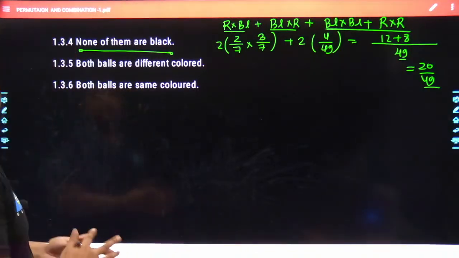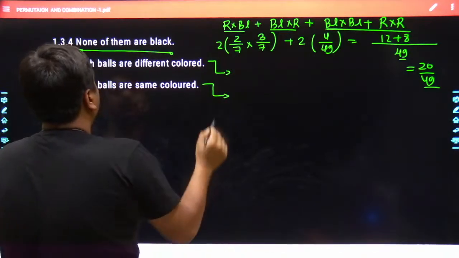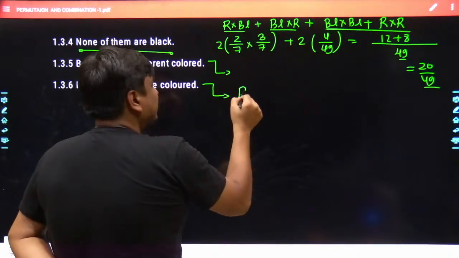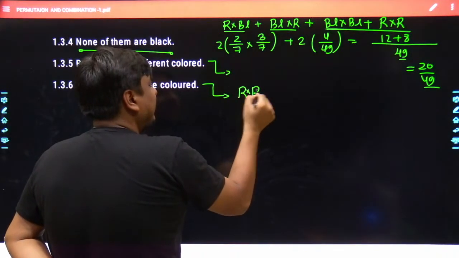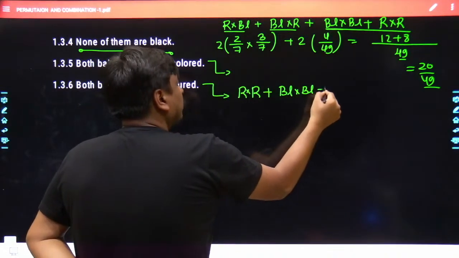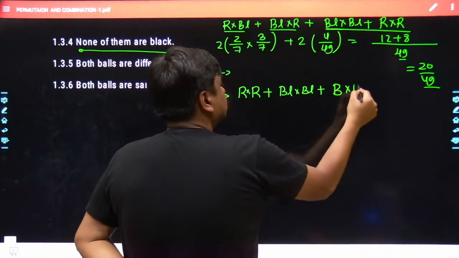Yes, no? Both balls are different colored. And similarly, both balls are the same colored. As far as both balls being the same colored, both could be red and red, or both could be blue and blue.